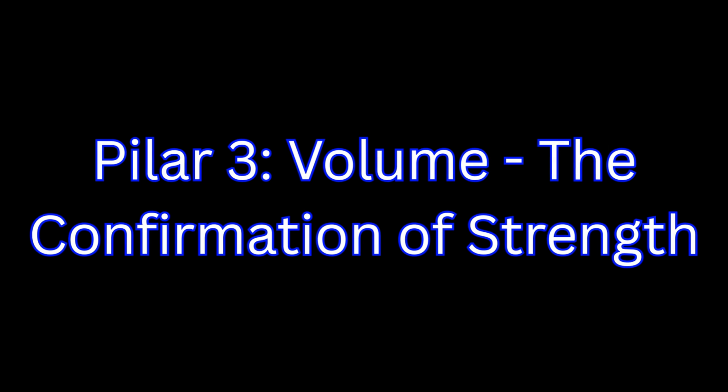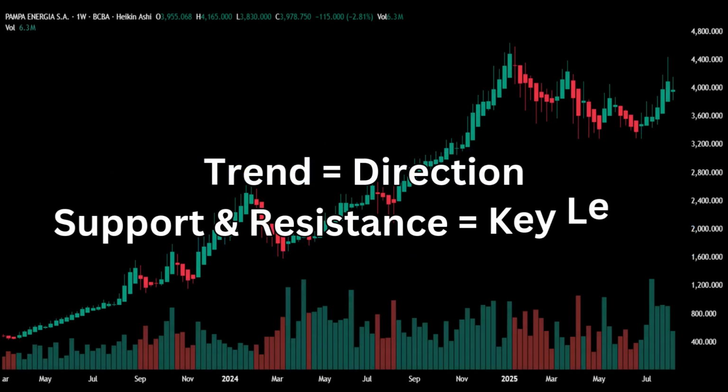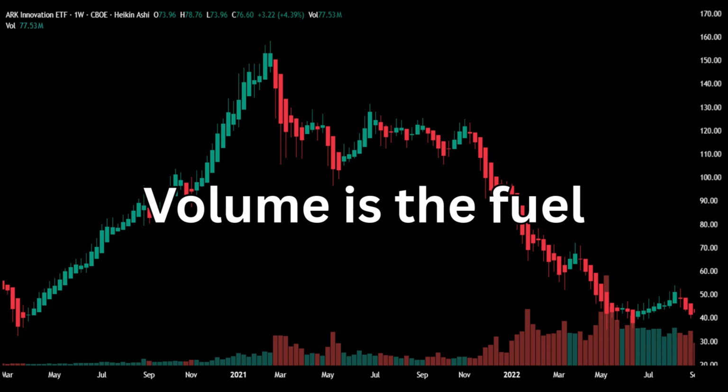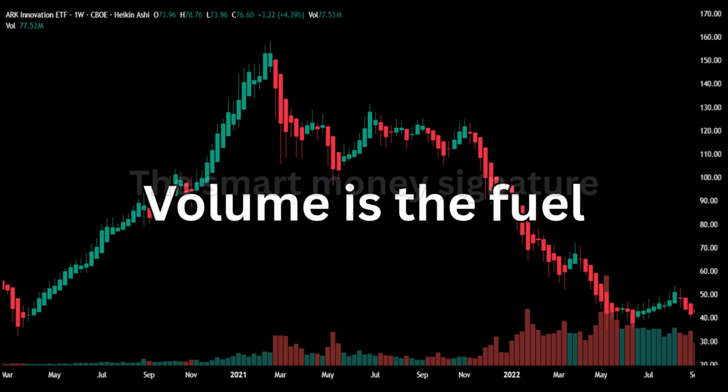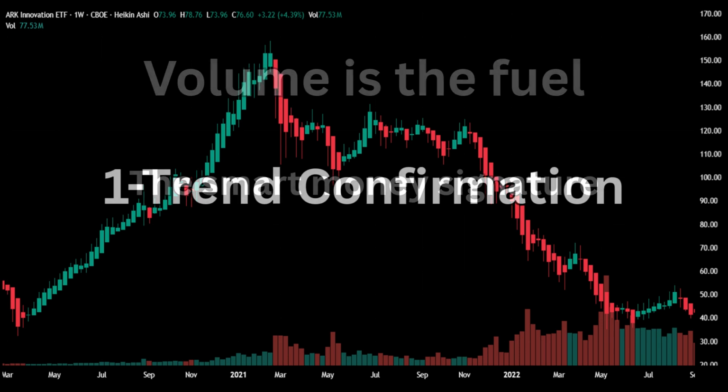So far, we have the direction and the key levels. Price tells us what is happening, but volume tells us how much conviction is behind it. Volume is the fuel. It's the signature of smart money. Ignoring volume is like driving a car looking only at the speedometer without checking the fuel gauge.